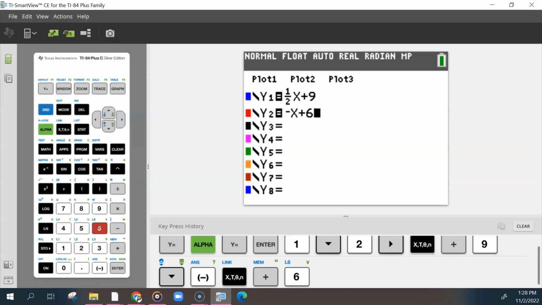Y equals to start, and then put in your 2 equations. This color punch you get at this one right here, next to alpha. Alpha y equals.